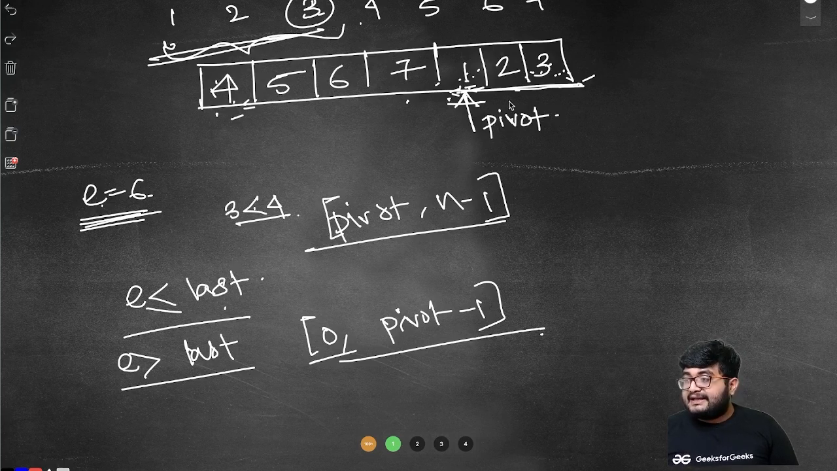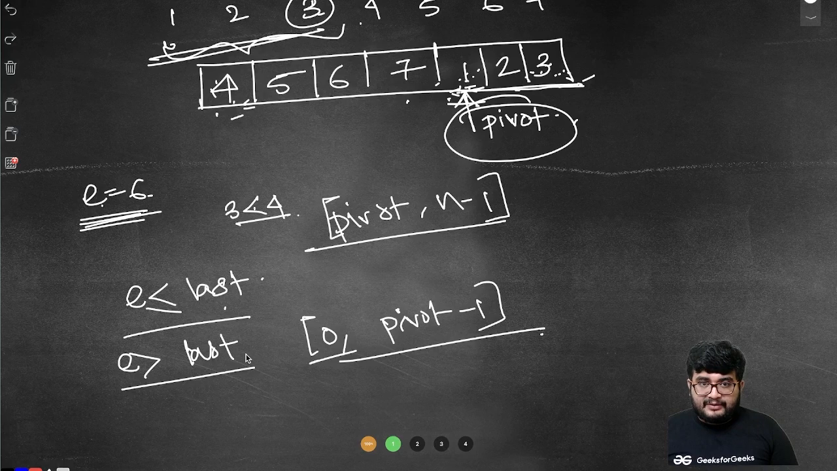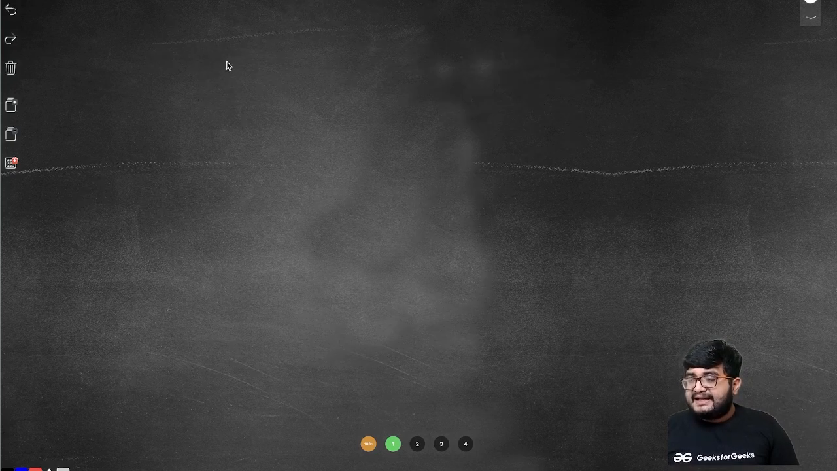But the only concern here is, how do we find this pivot point? If we are able to find this, we can easily do a binary search after that. Okay, let's understand how we find this pivot point. What is the property of a pivot point?